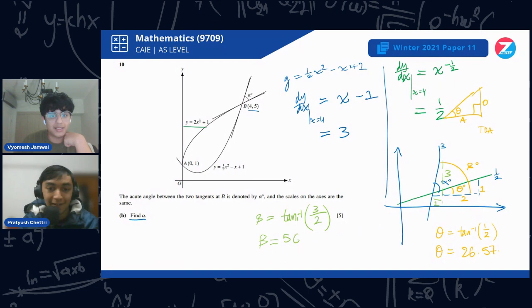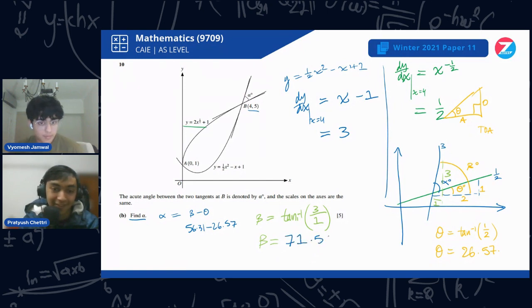Yeah? You just wrote a 2 accidentally there. Where? 3. Oh, yeah. My bad. 56.31. Okay. So now I know beta and I know theta, which are stuff I just made up. Let's get to the real deal, which is alpha. Alpha is going to be beta minus theta, which is 56.31 minus 26.57. By the way, I think you forgot to change the 56.31 after you changed the 2 to the 1. Because for me, tan inverse 1. Oh, yeah, it isn't. Wait. Tan inverse 3 should give you 71.57. Oopsie daisies. 71.56. Thanks for cross-checking.